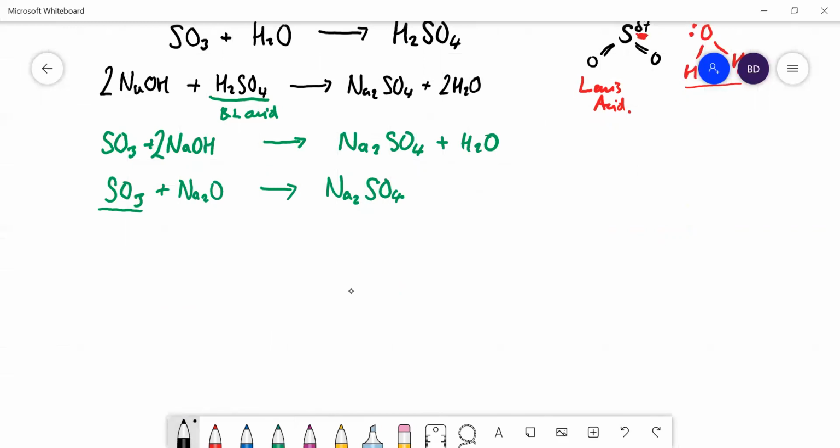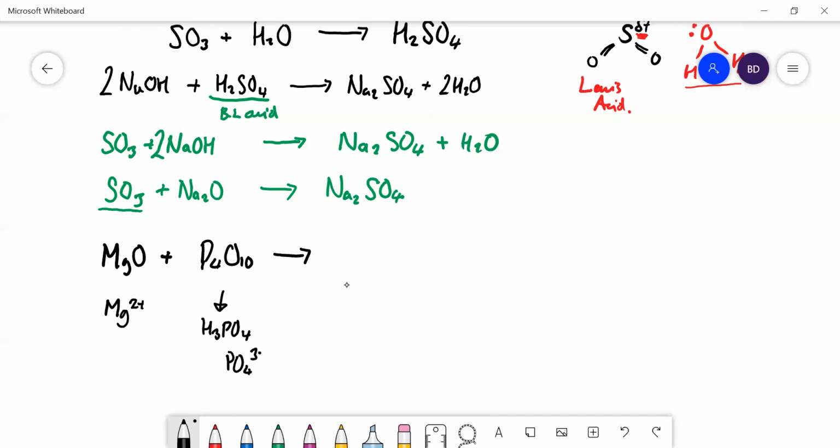They said, what are you going to get if you get magnesium oxide, a basic oxide, and you react it with P4O10, which is a Lewis acid? What are you going to get? You're going to get a salt, but what's going to be the formula of the salt? Well, magnesium forms Mg2+ ions. P4O10 will give you H3PO4, phosphoric acid, won't it? So that means the PO4 ion in the salt is 3 minus.